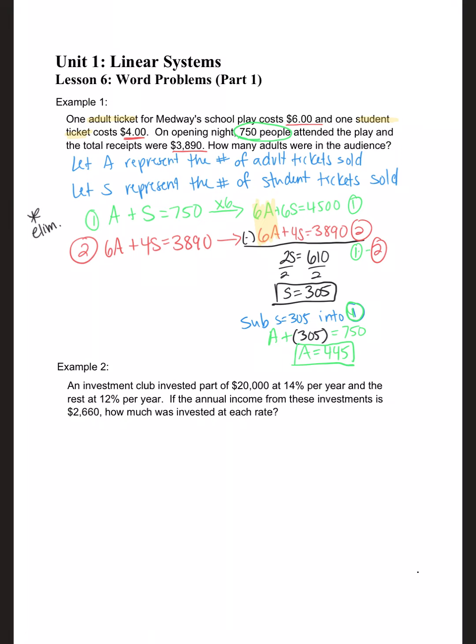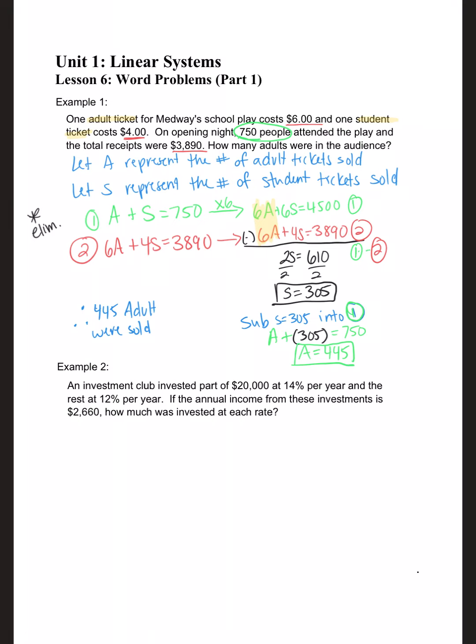Okay, we could work through and do a check in equation 2. I'm going to leave that check for you guys to take a look at if you want. So let's just answer the question. So the question was, how many adults were in the audience? So we found that as our last variable. So we can say, therefore, there were 445 adults, or adult tickets were sold. Okay.